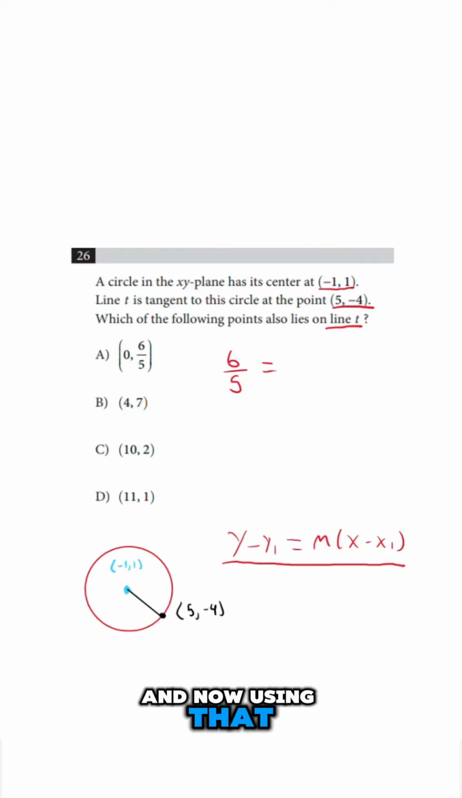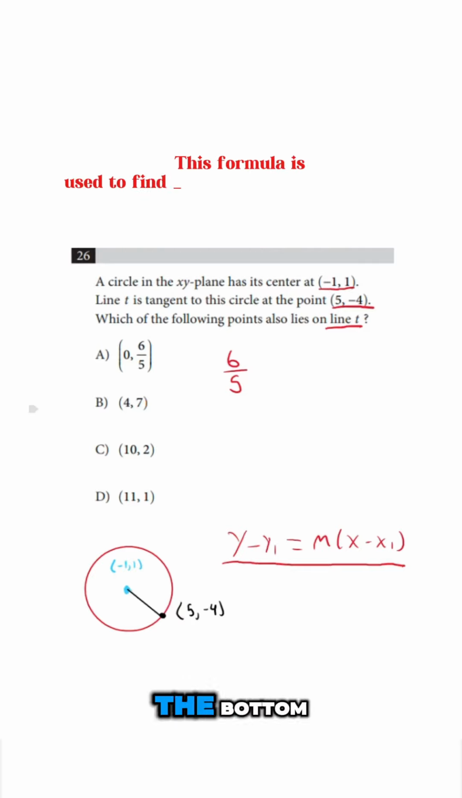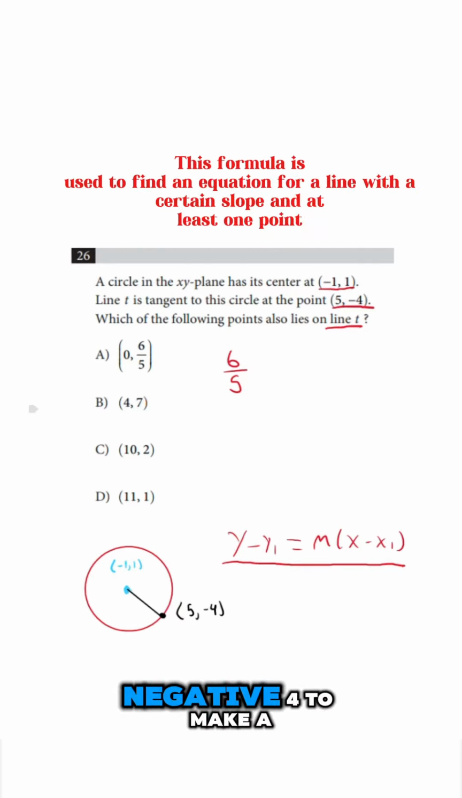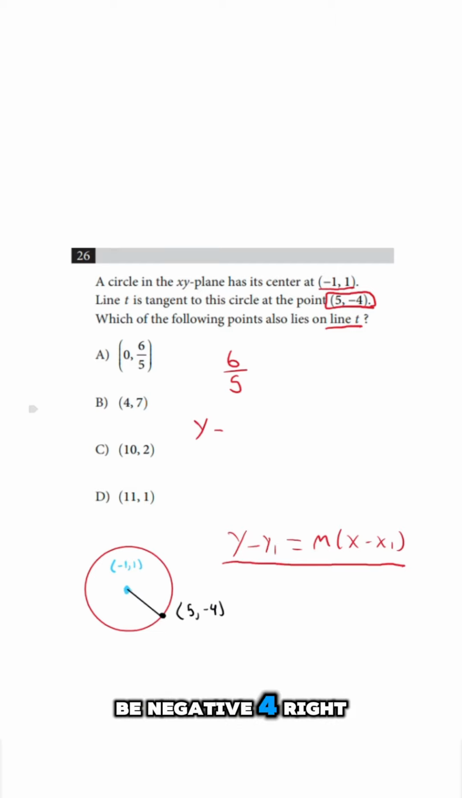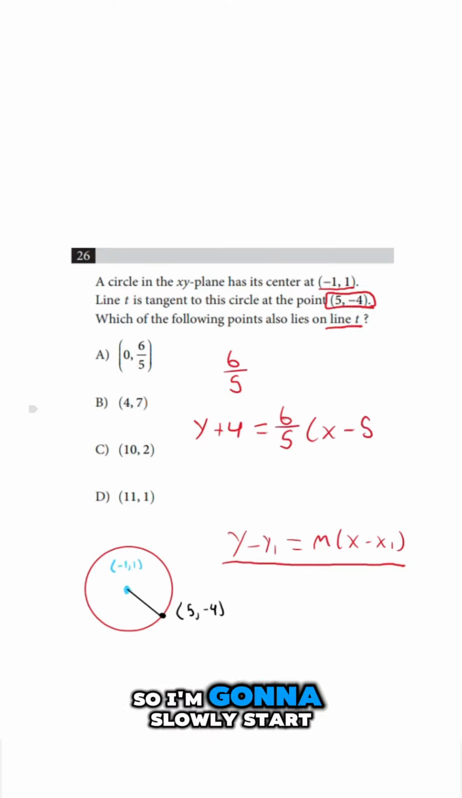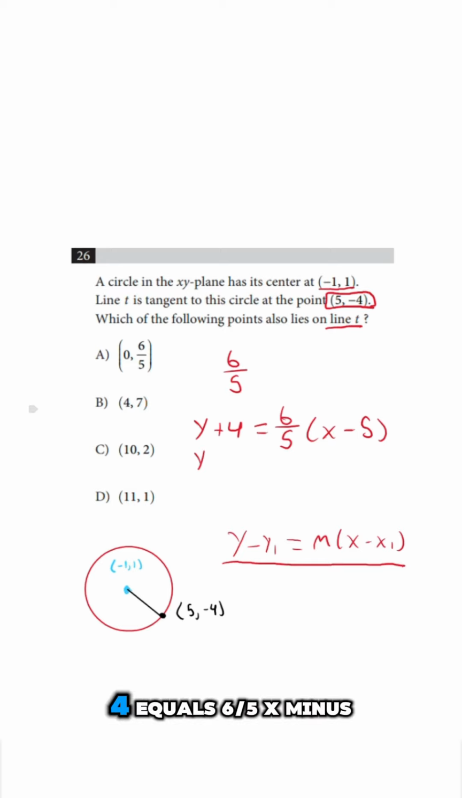And now using that, I'm also going to use the formula that I wrote at the bottom and the point (5, -4) to make a line for T. So how do I do that? Well, y minus y1, where y1 is -4, right? So y plus 4 equals my slope, which is 6/5, times x minus x1, which is going to be 5, right? So I'm going to slowly start simplifying this. So I'm going to have y plus 4 equals 6/5 x minus 6 times 5 is 30, divided by 5 is 6, right? And then I'm going to subtract the 4 over.